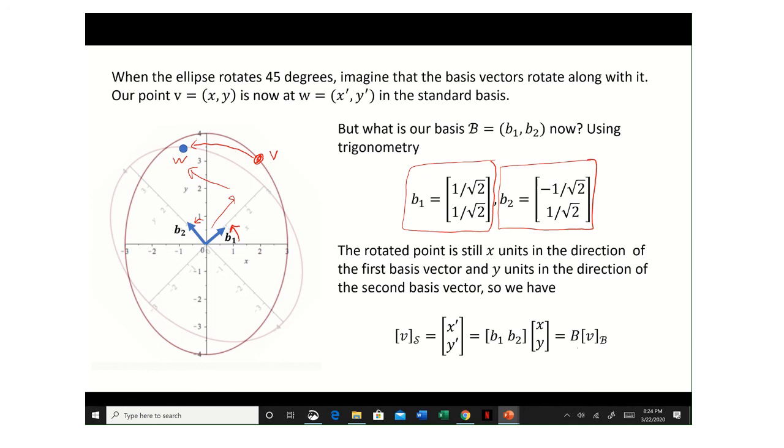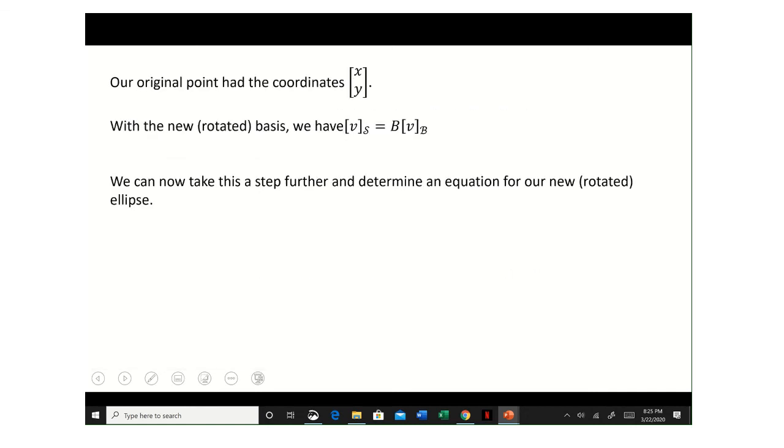We can put them together into the matrix B, and using the formula that we saw earlier, our coordinates of V in the standard basis, which is our point W now, is equal to that basis matrix times the coordinates in, great, I said that backwards. Our coordinates in our standard basis is equal to B, which is our matrix, times the coordinates in the basis B, which is W. So that describes how we're moving from one to the other. So our original point had those coordinates. Under the new rotated basis, we have those coordinates. That's how we get our coordinates in the new basis.